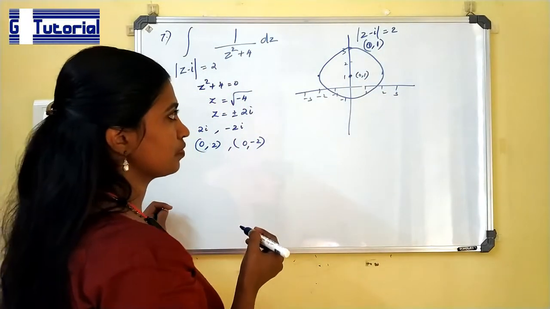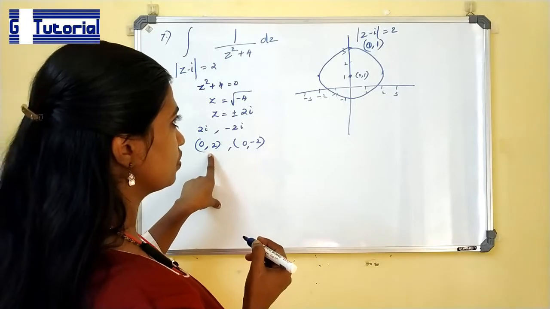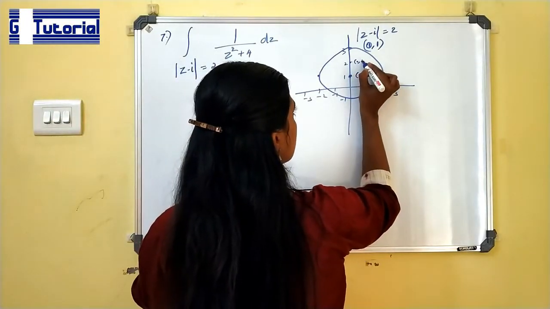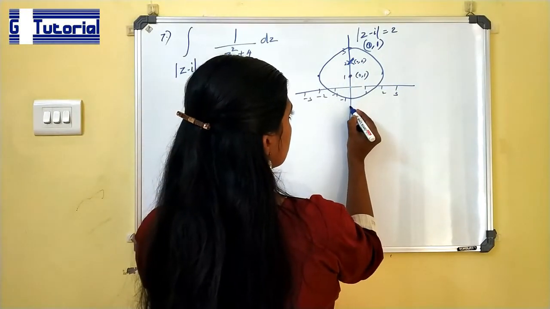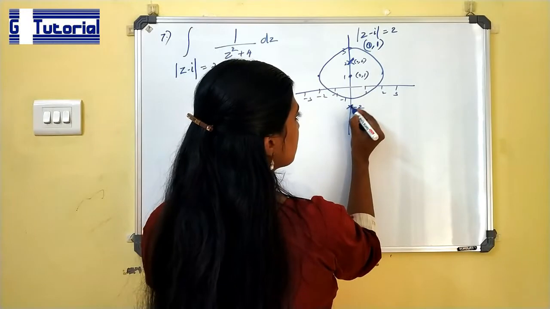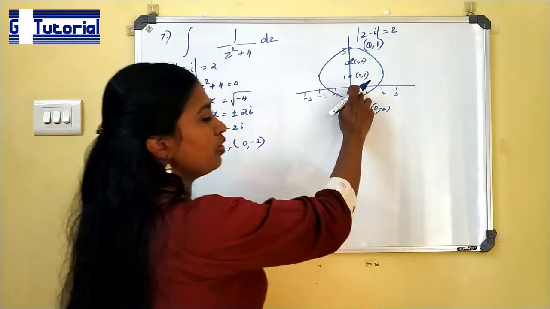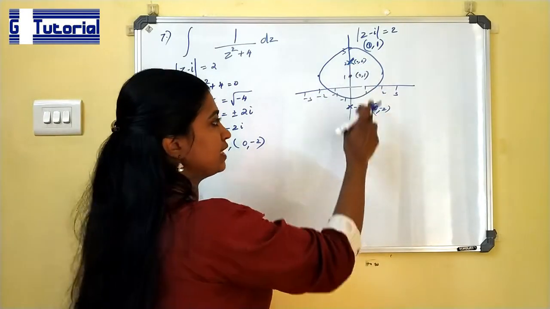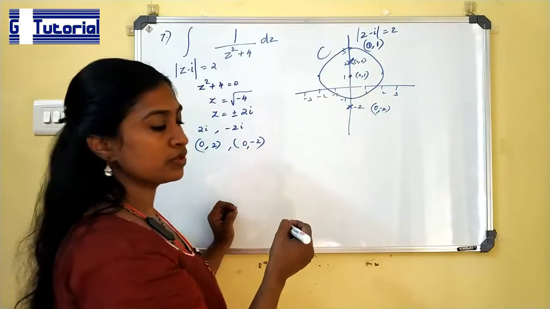This is the required circle. And we have to plot this point (0, 2). (0, 2) is this pole and (0, minus 2) lies here. (0, minus 2) lies outside, and one of the poles lies inside, that is, (0, 2) lies inside and (0, minus 2) lies outside the closed curve C.